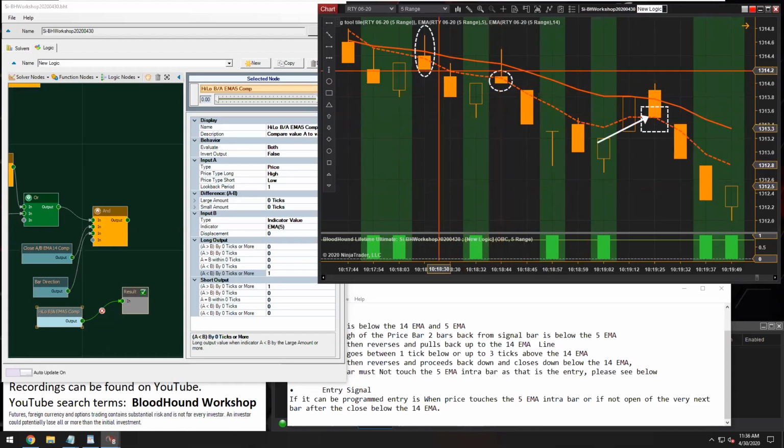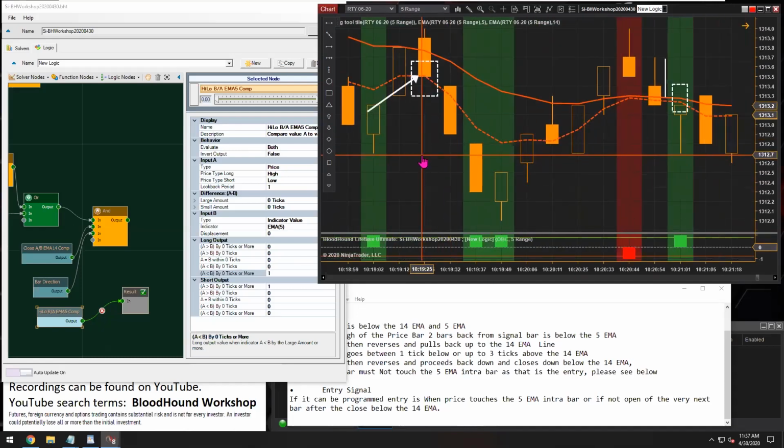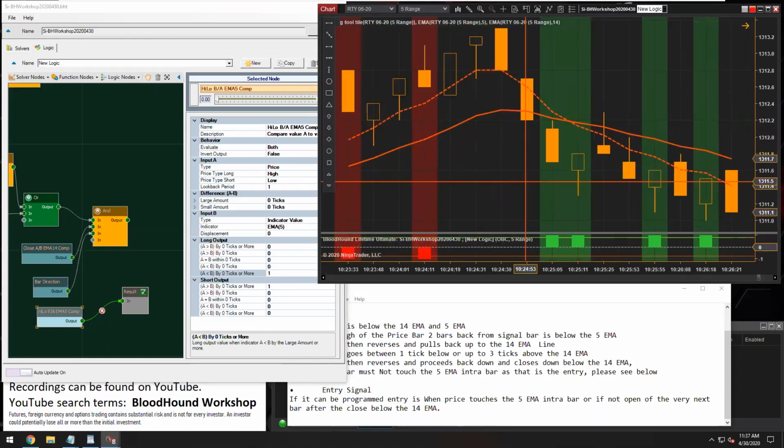And so we can see here, our low is below the EMA5, so there's no short, no short, no short. So this didn't quite make it. Didn't quite make it. And let's see if we have.